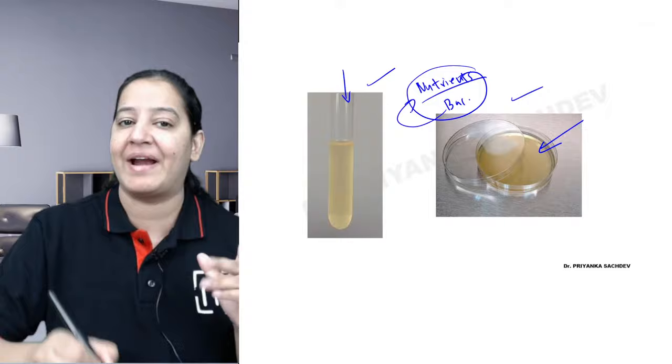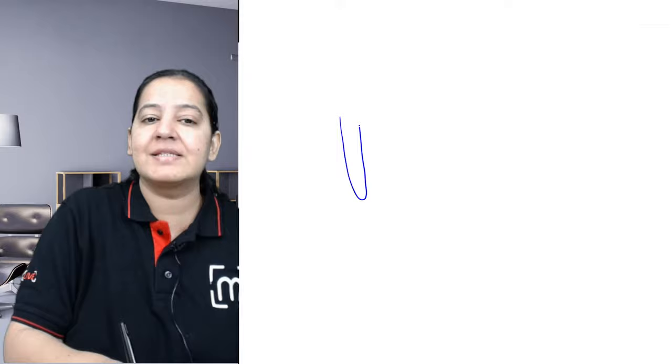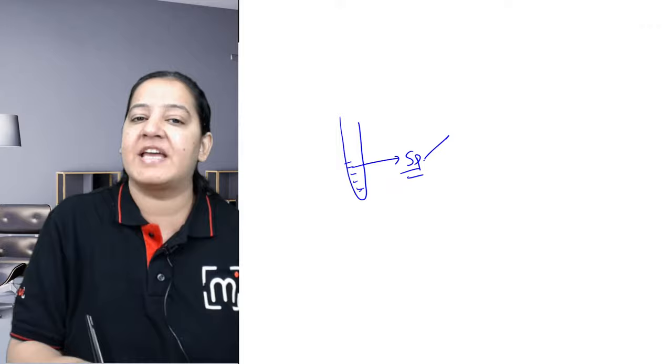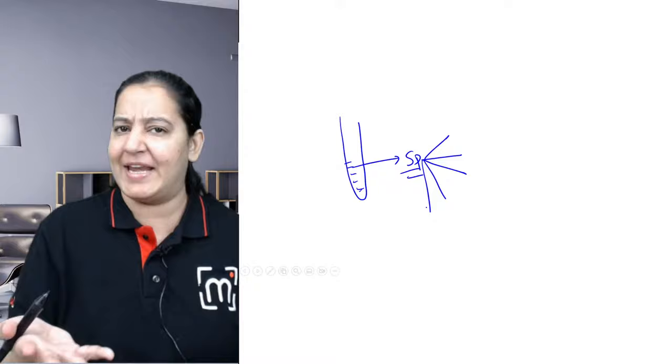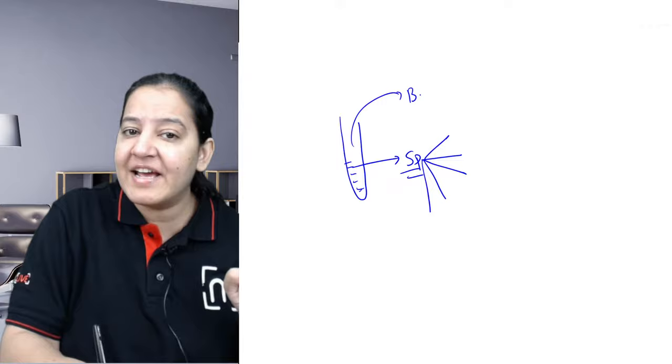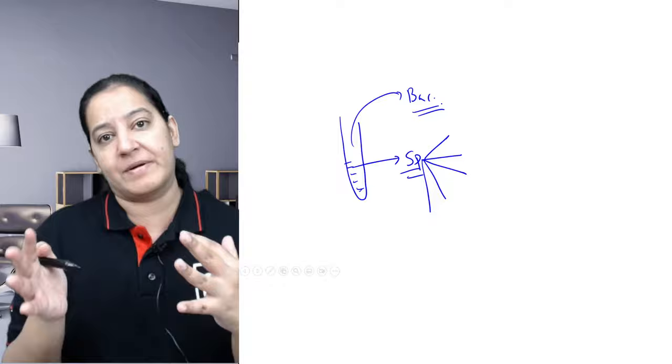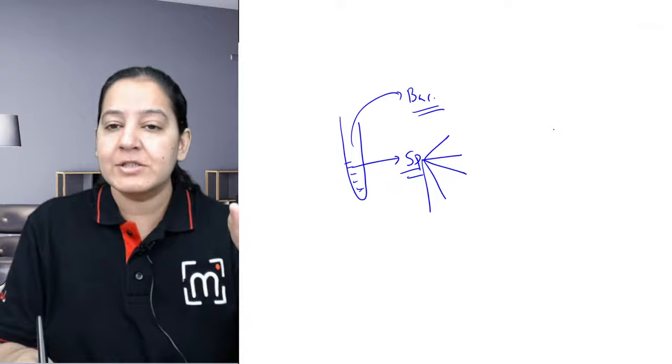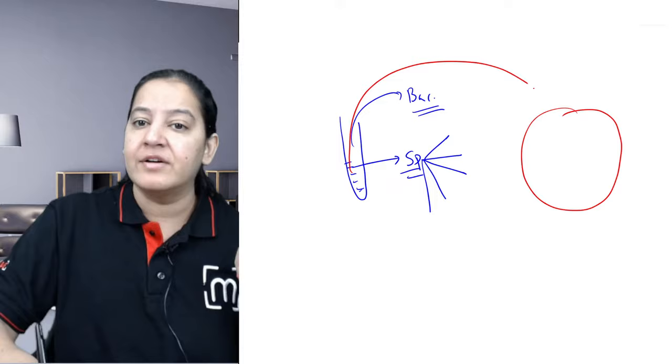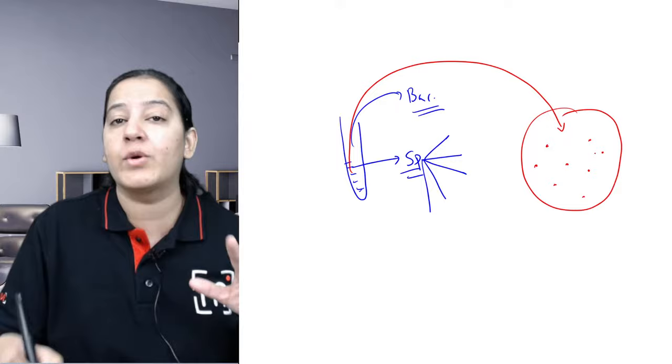Now just suppose this is the specimen of my patient. It can be blood, it can be urine, it can be CSF, it can be stool, it can be saliva, it can be anything. I am suspecting bacteria in the specimen. I want to confirm whether bacteria are present or not, and if they are present, which bacteria, name the bacteria which is present. So I will take a culture media, solid or liquid, and inoculate the specimen on the culture media with the help of the inoculum. The process is known as inoculation.